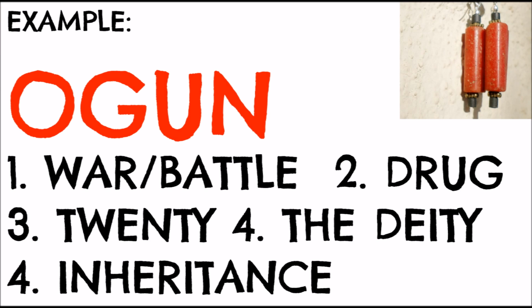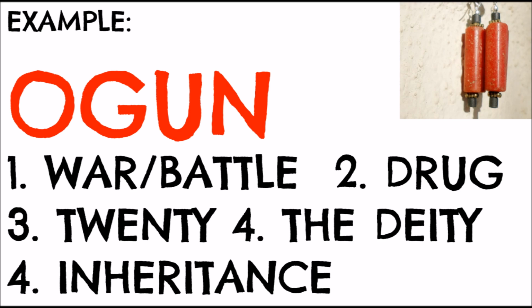So if I see someone write these four alphabets, O, G, U, N, without the accents, I would know that what they mean is war, like Ogun, Rere. But they might not be speaking about war. They could be talking about a drug, Ogun. They could talk about 20, Ogun. They could talk about the Ogun deity, Ogun. And they could talk about inheritance, Ogun.